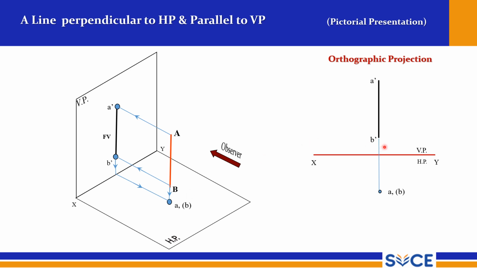So the point A is now above HP, point B is above HP, and point A is in front of VP. So this distance is the in front of VP distance and this distance is the above HP distance. So that you should remember throughout your lines exercises. So coming to the next position.